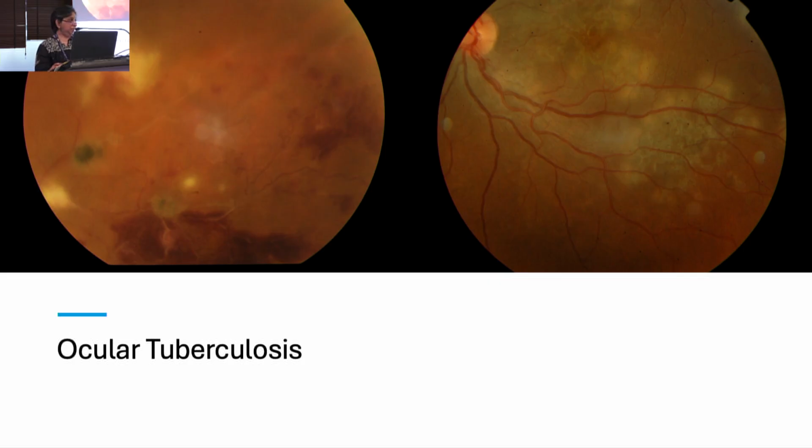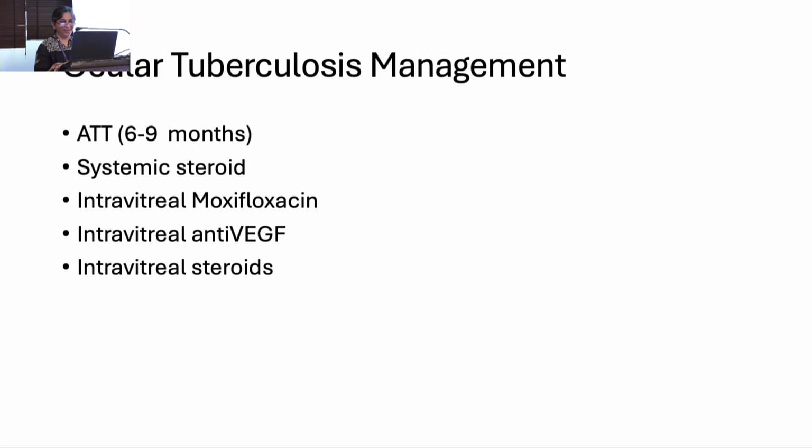Again, ocular TB has been discussed in detail. Now, the main line of treatment is ATT, 4 drug. We use 4 drug for 2 months, and then we give 2 drug for the remaining period. Minimum is 6 months. Some people use up to 9 months. Whether you should use systemic steroids in TB or not, that is still debated. Some cases, you might just get away with giving ATT alone.